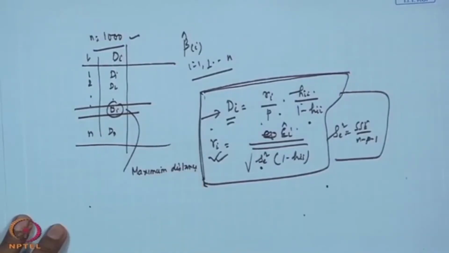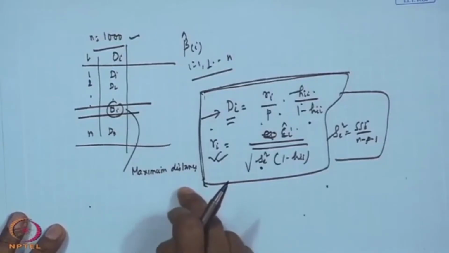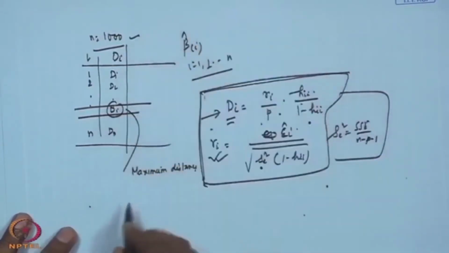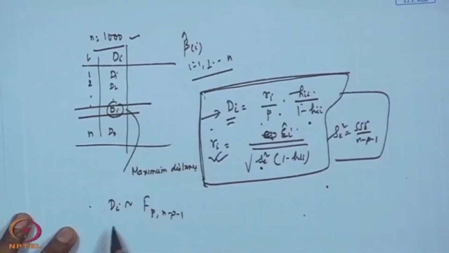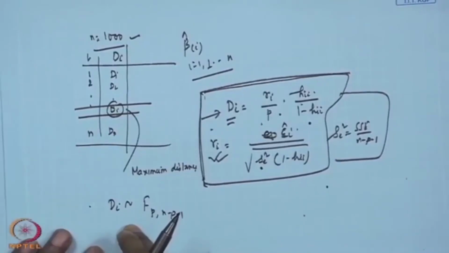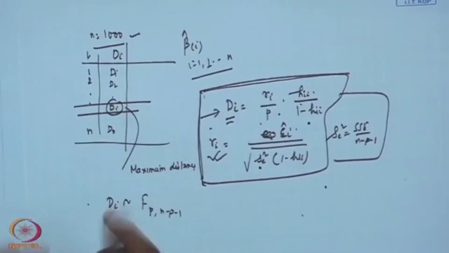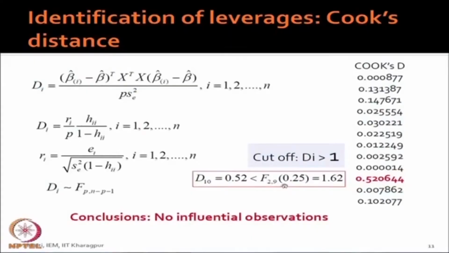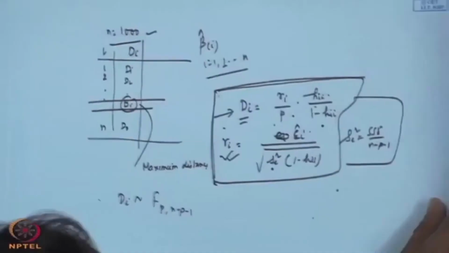So, for this maximum distance, we say that Di follows F with p and n minus p minus 1. I will take the maximum distance and then what is p in our case? In our case, p is 2, n minus p minus 1 is 9, and I have taken 0.25, not 0.05. Even when I have taken 0.25, this value is 1.62, but our d10 value is 0.52 only. So, it is much closer.